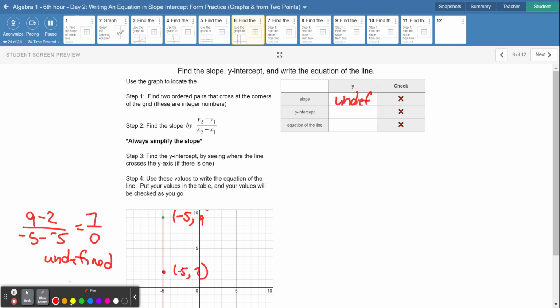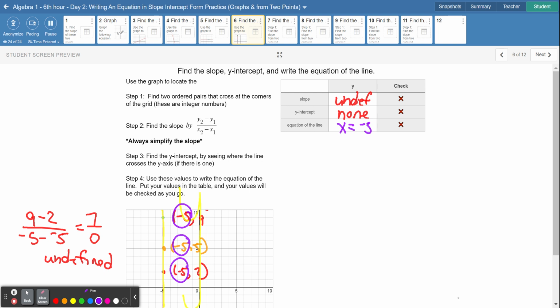And then you have to ask yourself, does my line right here ever cross the y-axis? And the answer is no, there is none. There's no y-intercept. So no matter what point I pick, all of these are going to have the same x value. The same x value is negative 5, so x equals negative 5.